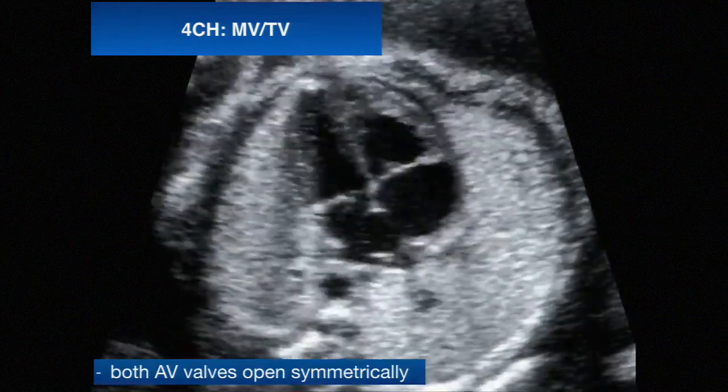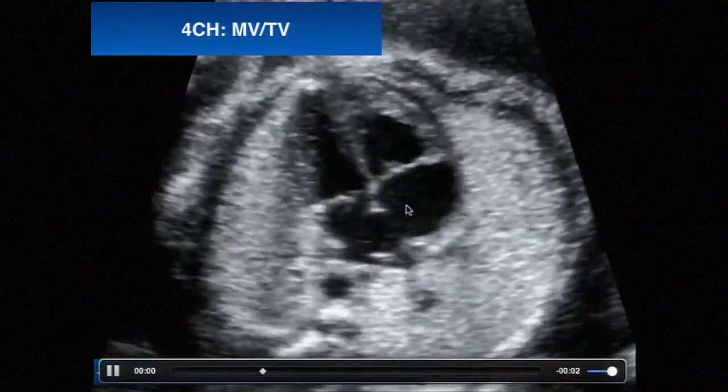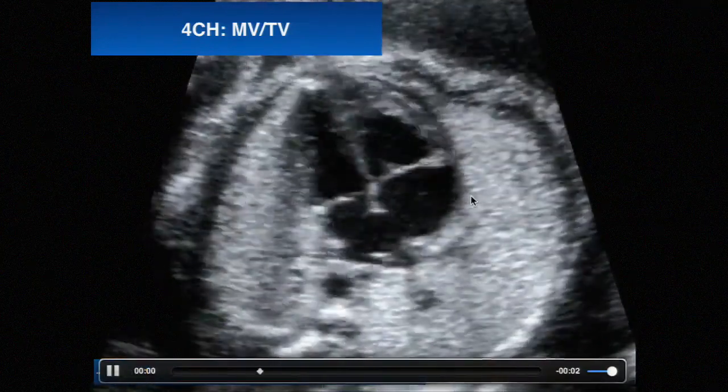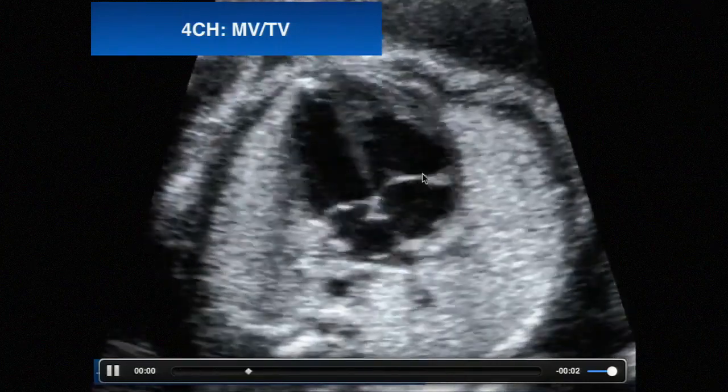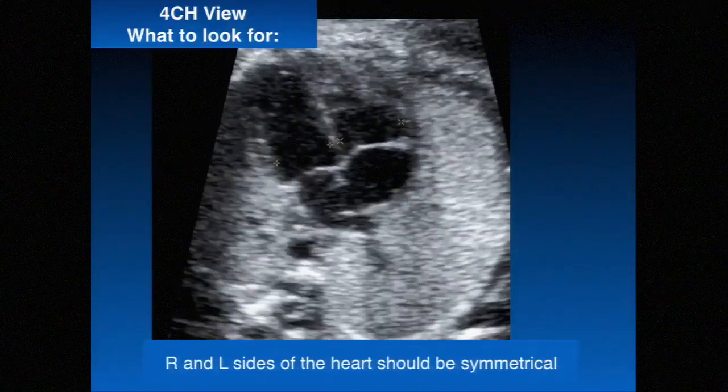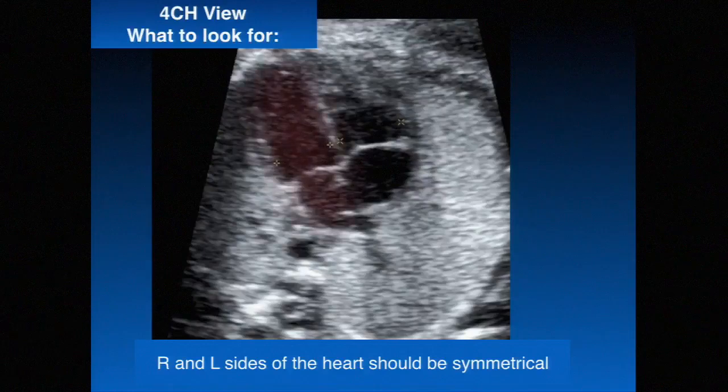And then I just watch the 4-chamber moving, and I'm paying particular attention to the movement of the valves, making sure that both valves are moving well and that they're symmetric. Right and left sides, again, should be symmetrical.